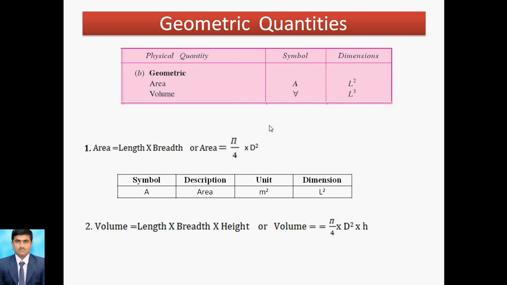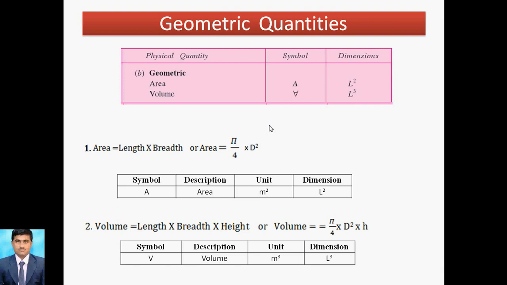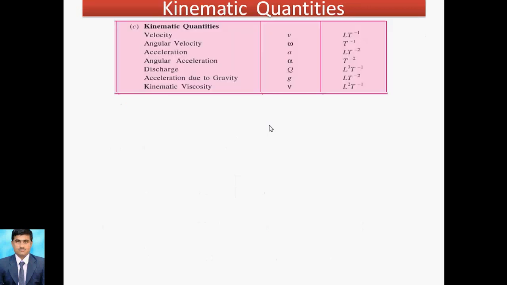Then volume: length, width and height. That's why we can write it as meter cube, and the dimension is L cube. So this is called geometric dimensions or geometric quantities. We already discussed the physical quantities and fundamental quantities. Now we discussed geometric quantities. Now we enter kinematic properties or kinematic quantities. Kinematic quantities are velocity, angular velocity, acceleration, discharge, acceleration due to gravity, and kinematic viscosity. These are the symbols, expressed in terms of MLT format.